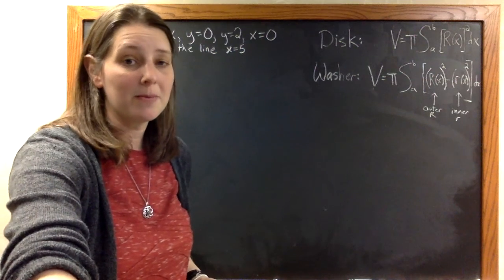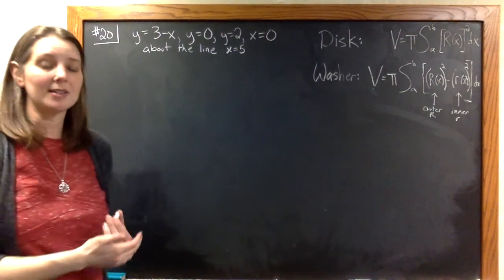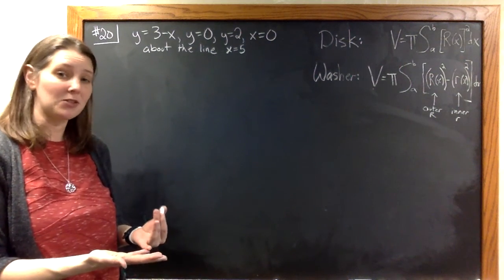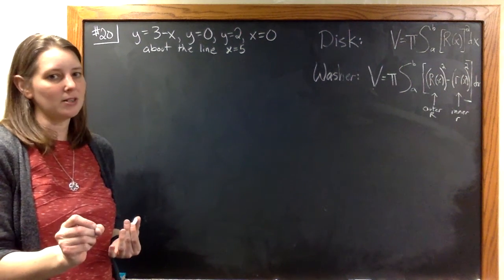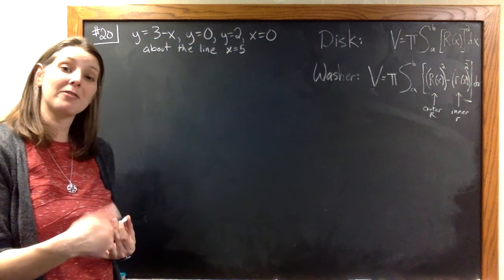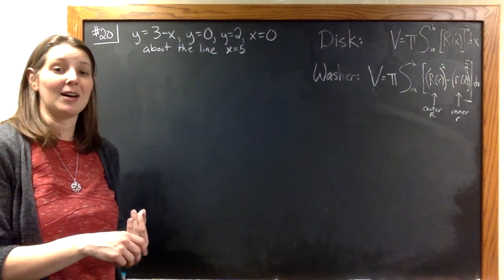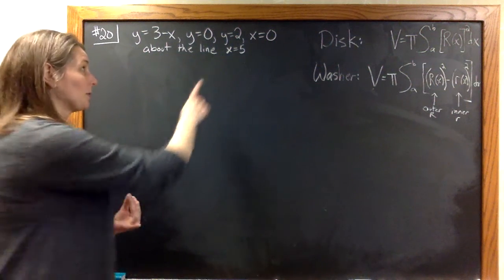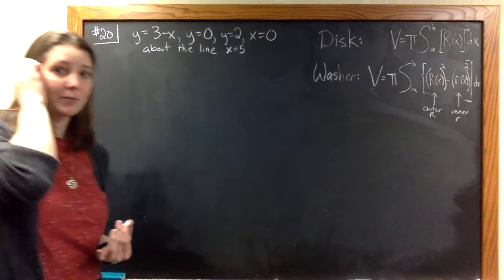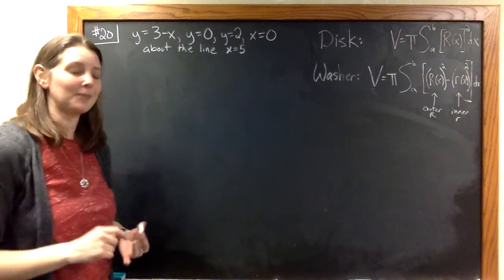All right, the last problem that I want to talk about is from the book. It is number 20. You'll see homework problems similar to this. I do want to mention the PDF version of the notes that I did. I revolved it around the wrong line. So the PDF is if you were revolving around the line y equals 5, not x equals 5. So that was my mistake. I'm sorry. I will fix it here.